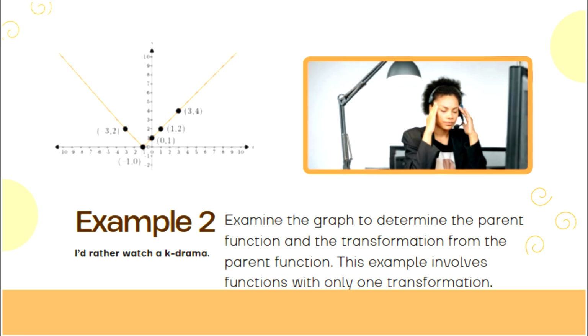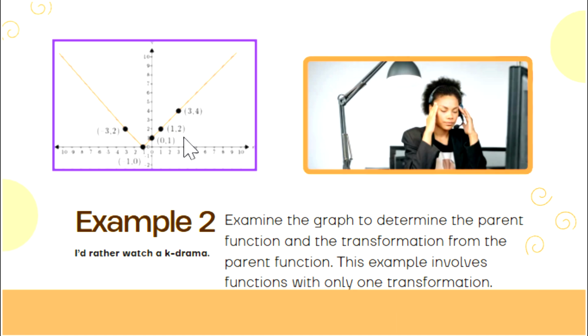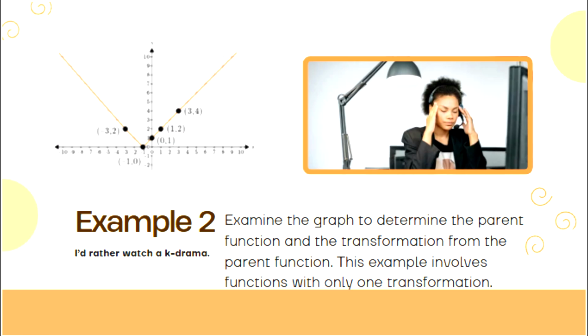Okay. Examine the graph to determine the parent function and the transformation from the parent function. This example involves functions with only one transformation. We only have to figure out one. Okay. If you look at that and refer to your chart, you'll see this is an absolute value parent. This is an absolute value function. Okay, because it's the V shape.